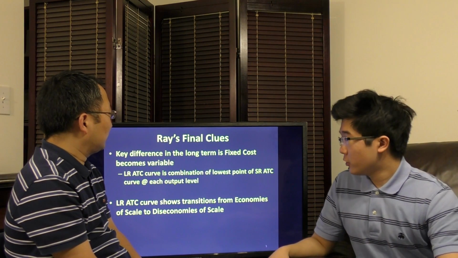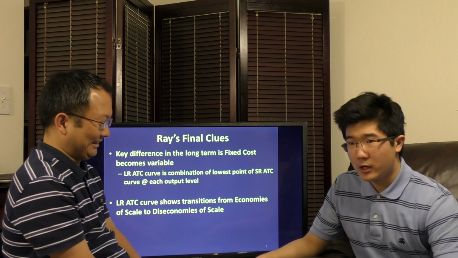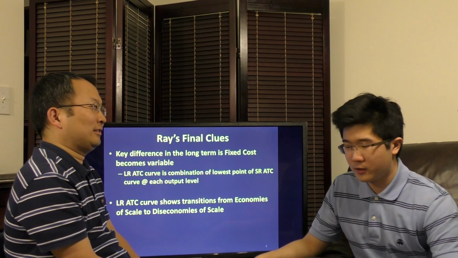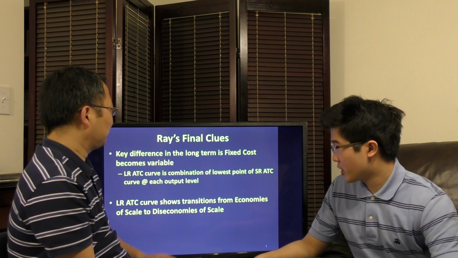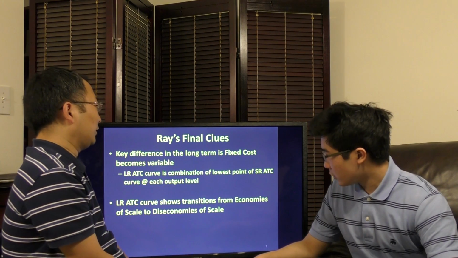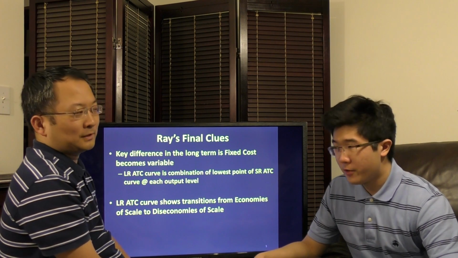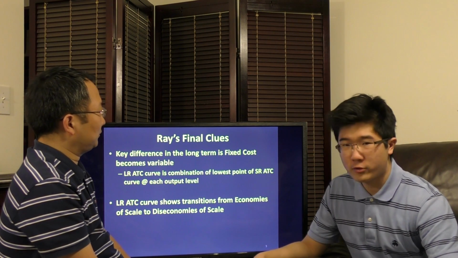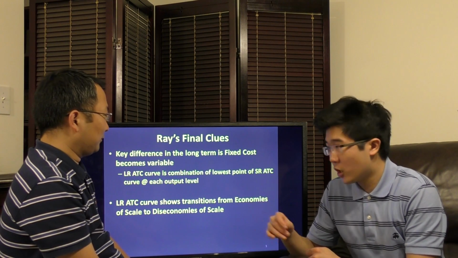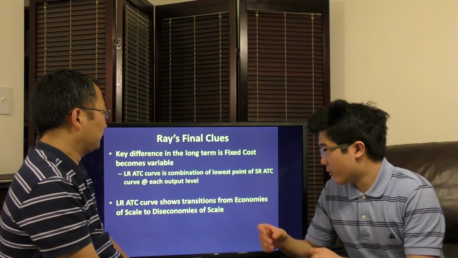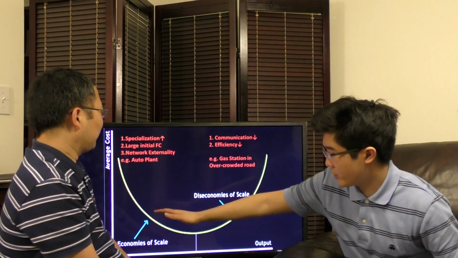And so, for final clues, the key difference in the long term is that fixed cost is variable in the long term. We can adjust our fixed costs like land or utilities. And so the long run average total cost curve is a combination of the lowest points of the short run average total cost curves at each output level. The long run average total cost curve is made up of short run average total cost curves that are adjusted per output and per fixed cost. A long run average total cost curve shows a transition from economy of scale to diseconomy of scale, as you see here.